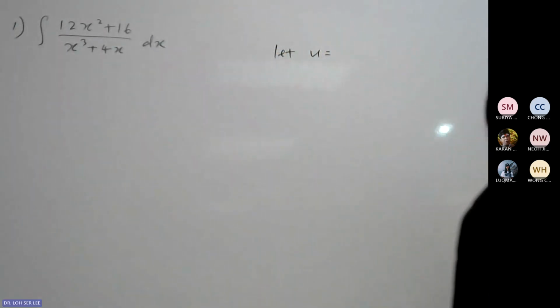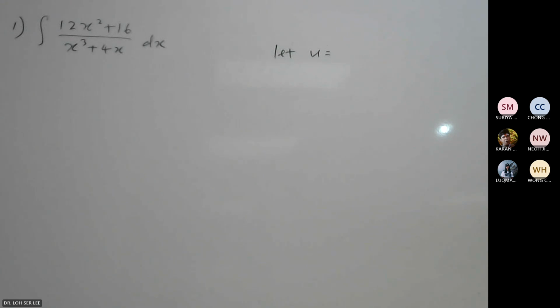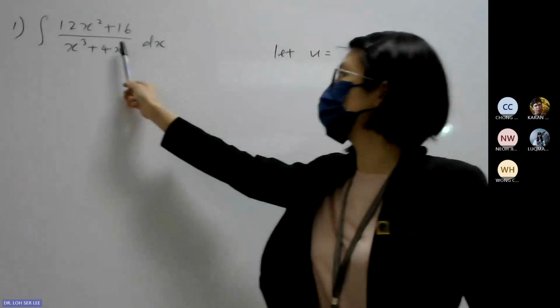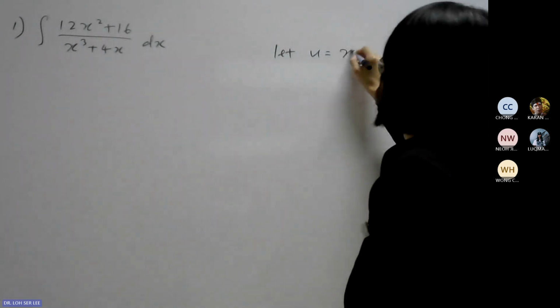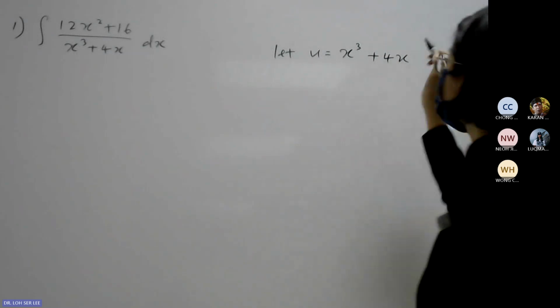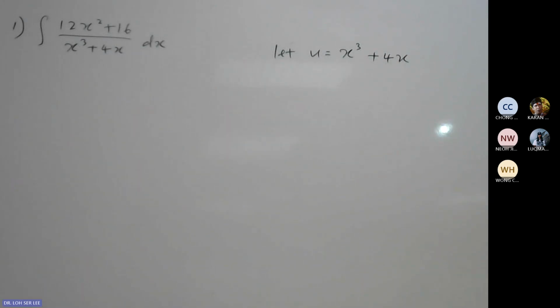And what is your u? Your u should be the denominator function, x cubed plus 4x. You can now start to change all x into u. What's the sign, one minute?